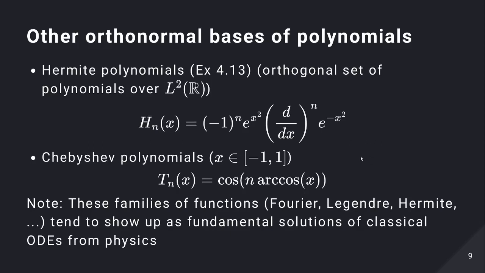And all of these, so Fourier, Legendre, Hermite, and also I think the Chebyshev, they tend to show up as fundamental solutions of classical ODEs from physics. So for example, both for the Hermite polynomials and the Legendre polynomials, one of the ways they were originally found was actually trying to solve some ODEs from physics. And when you try to solve them, you find that you have a vector space of solutions, and these Legendre or Hermite polynomials form a natural orthogonal basis of your solution space.